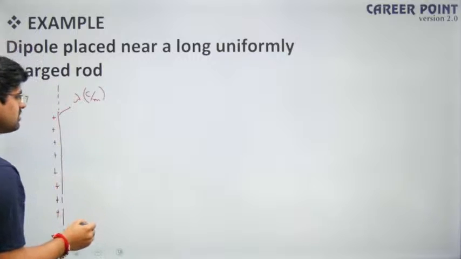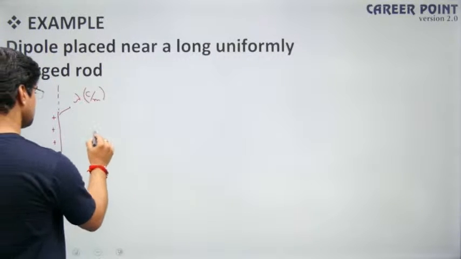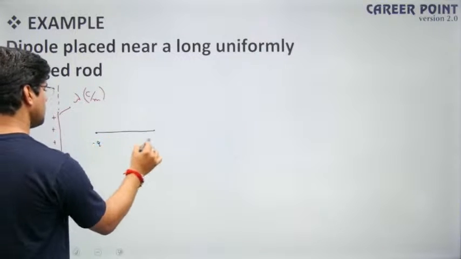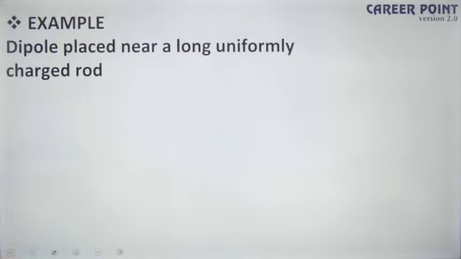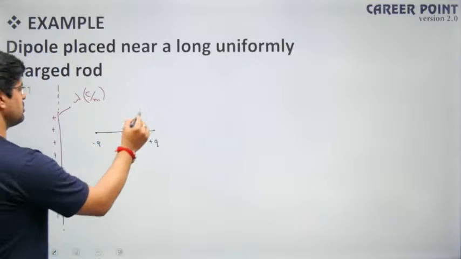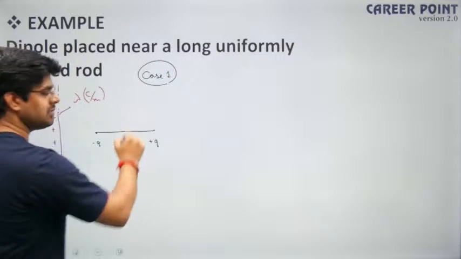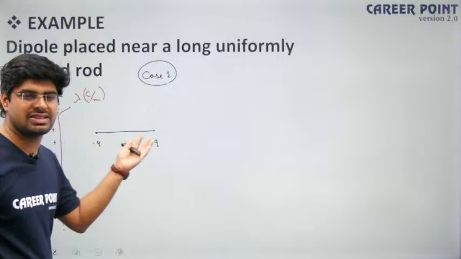Okay, here in front of this, a dipole is placed. Dipole can be placed in horizontal direction like this, minus q to plus q. Okay, dipole is placed in horizontal direction. Let's say this is our case 1. No problem. Case 1, when we have taken the orientation of dipole like this.